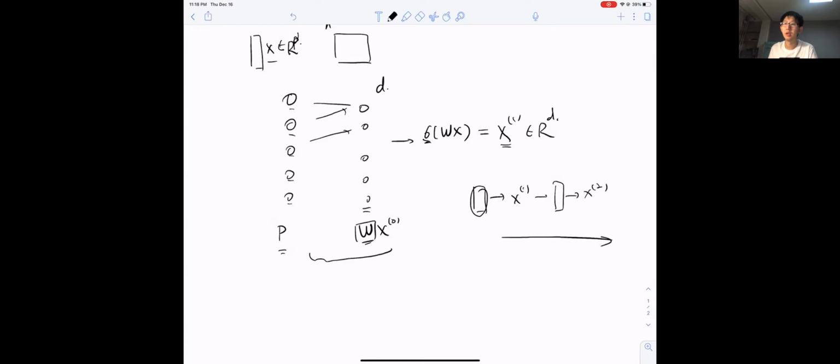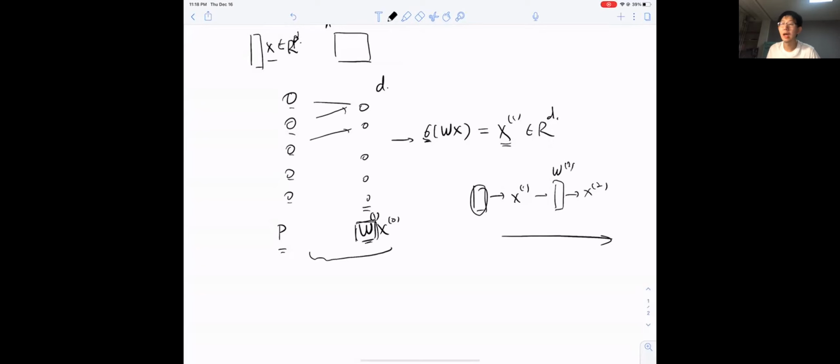People set this function, but after several layers, these nonlinear functions can approximate a very complex nonlinear function. And the parameters we need to estimate in this framework are all the W matrices. We can call this W1 because it is the W matrix for the first layer, and you can also have a W matrix for the second layer. So this is the traditional framework of a neural network.